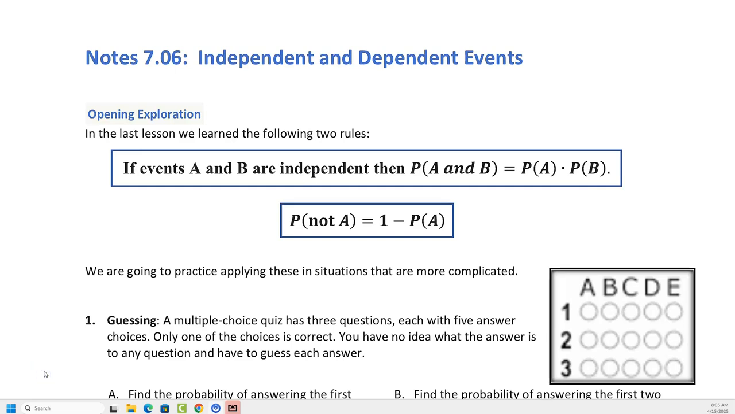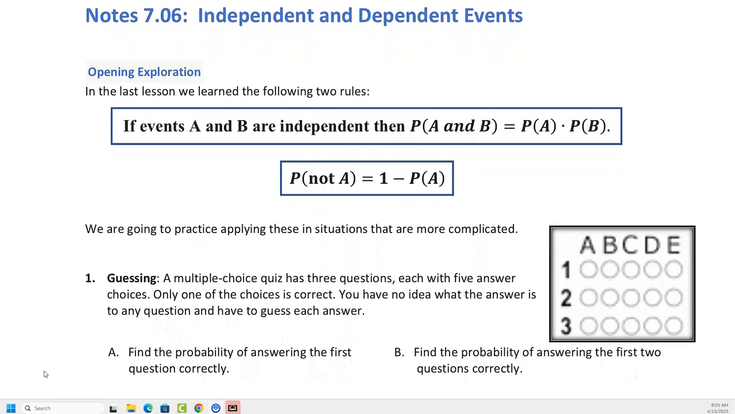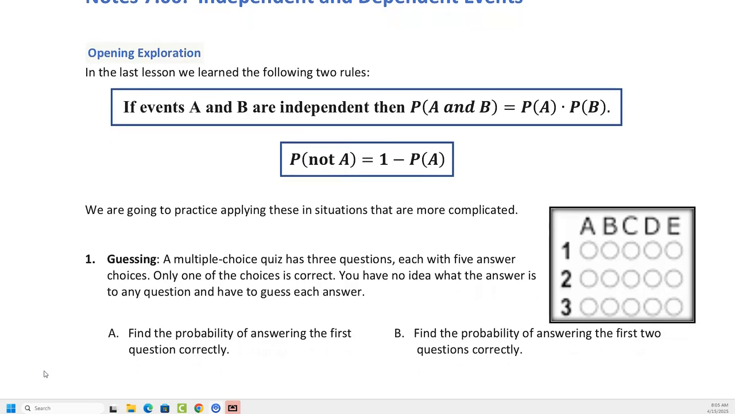So today we want to go a little deeper into independent and dependent events. In the last lesson, we learned the following two rules. If events A and B are independent, then the probability of A and B is equivalent to the probability of A times the probability of B. So that's if they're independent of each other.